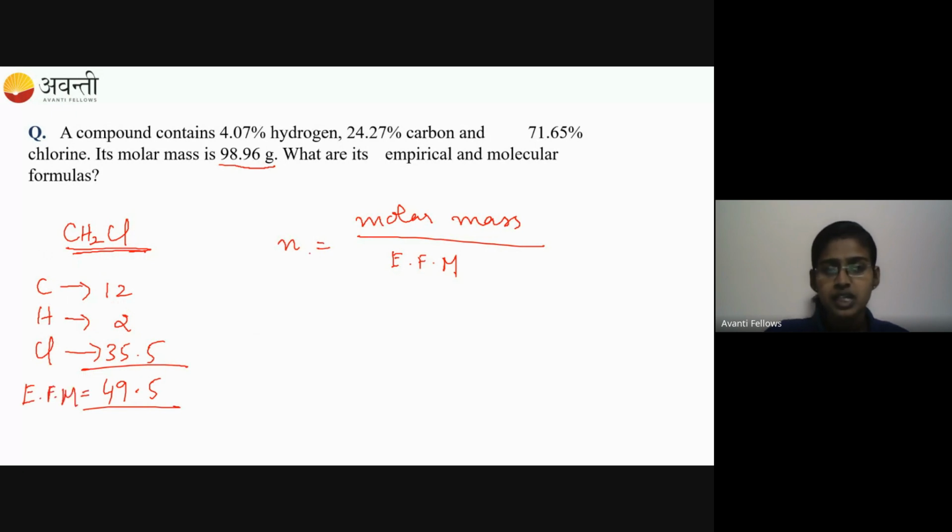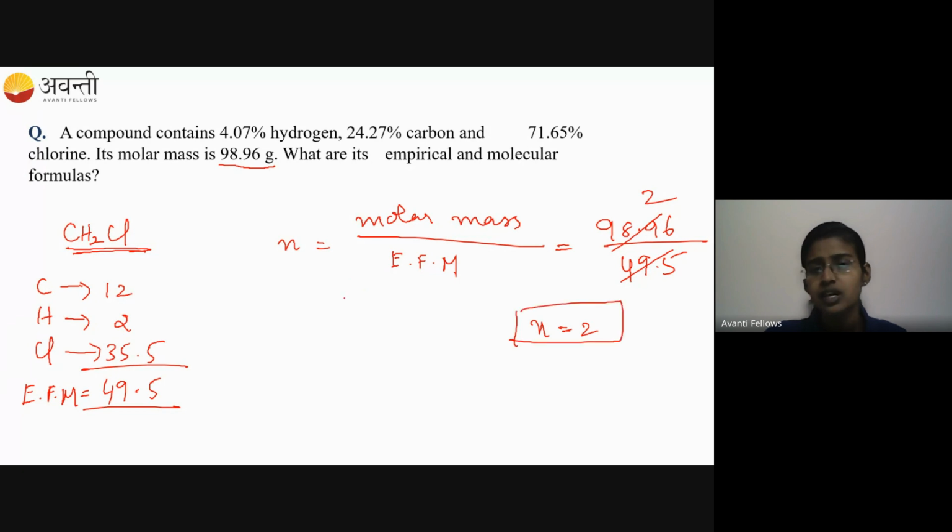But the molar mass is 98.96 and the empirical formula mass is 49.5. So what do I have to do? I am getting approximately 2 as the value for N. So what do we have to do?